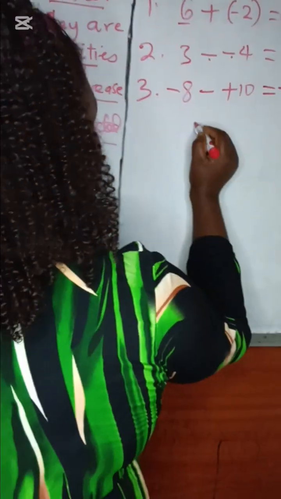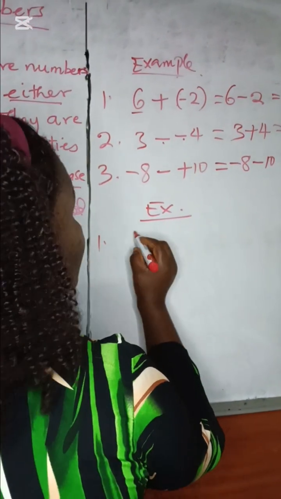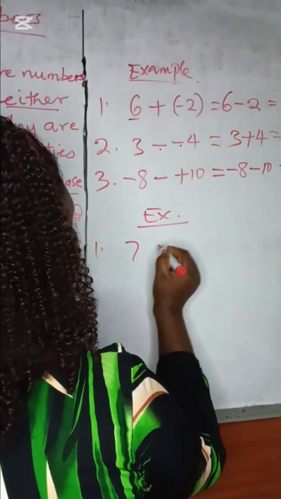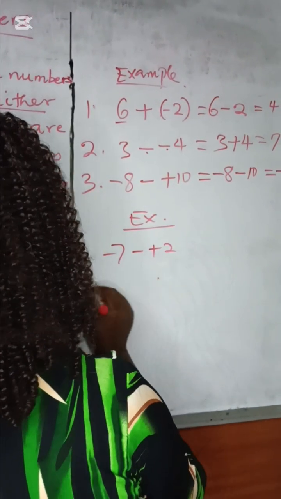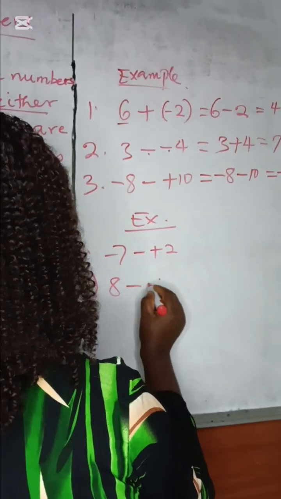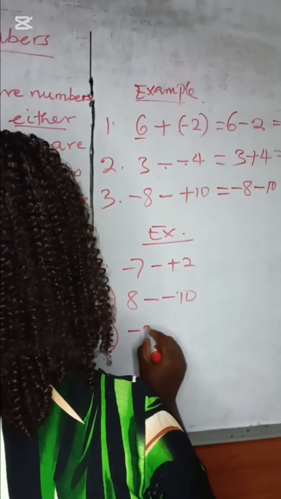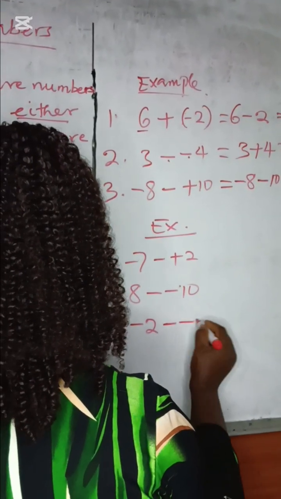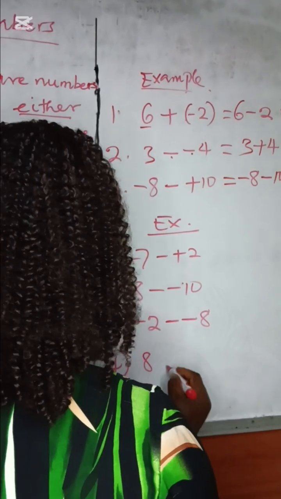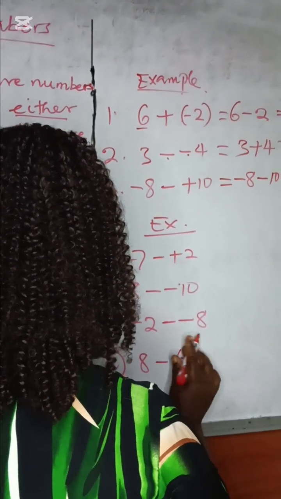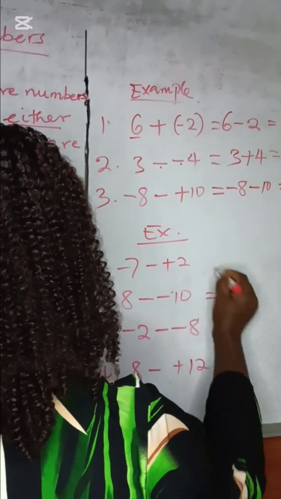So let's solve this exercise. Example 1, we have 7 minus plus 2. 2, we have 8 minus minus 10. 3, we have minus 2 minus 8. Then 4, we have 8 minus plus 12. So let's try to solve these equations.